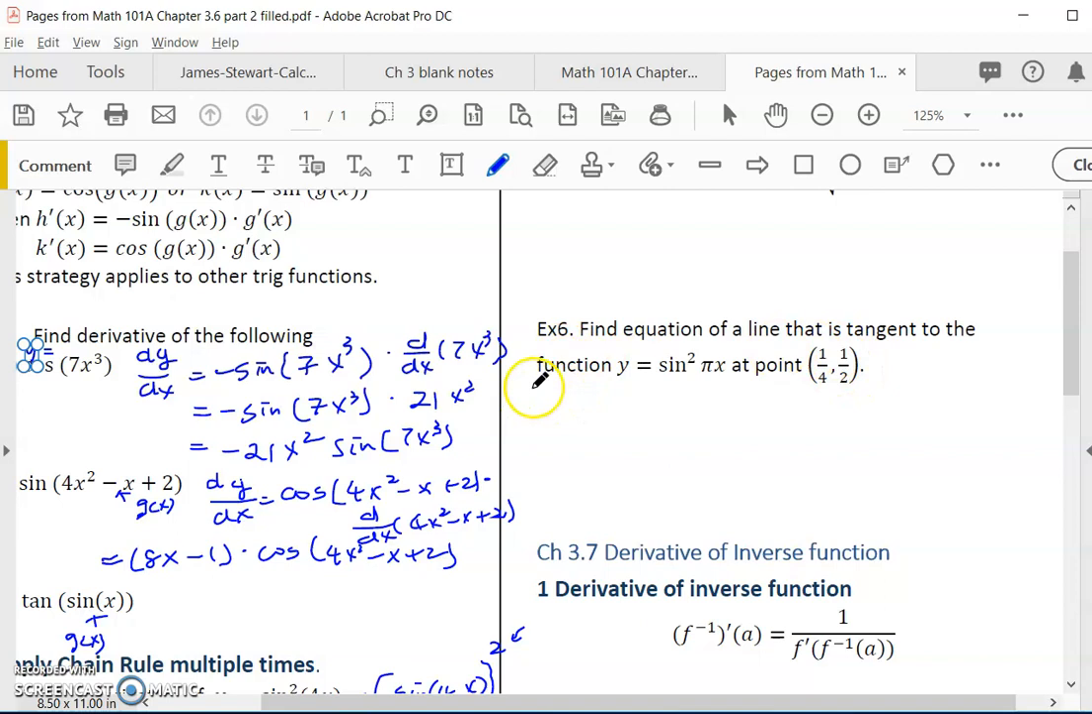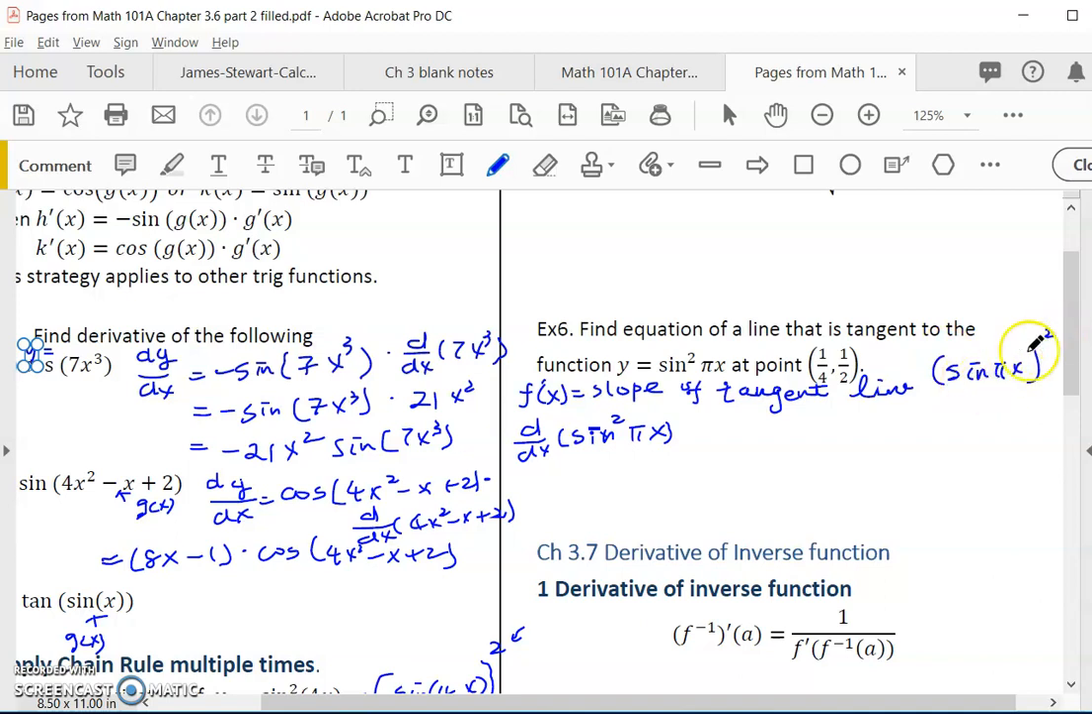Okay, so let's find the slope of the tangent line. f prime of x, or y prime, equals the slope of the tangent line. Okay, so what is the slope of the tangent line for this? So we would just do dy/dx of sine squared pi x. What's the most outside function? You can think of sine squared pi x as sine pi x, and then squared. So the outside function is the square.